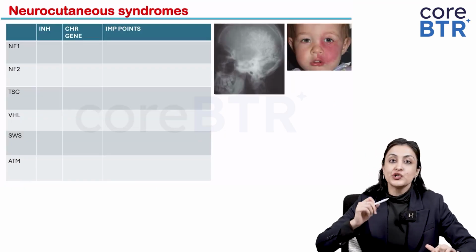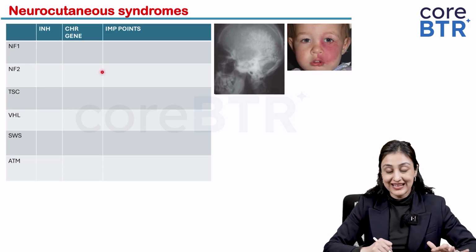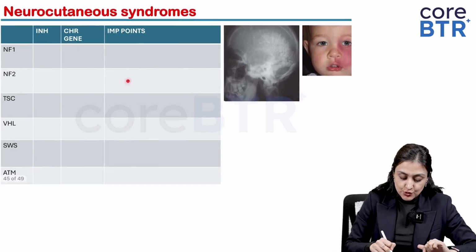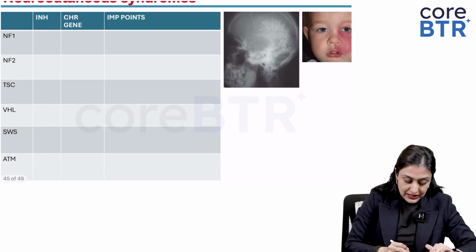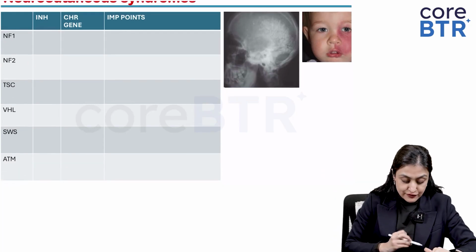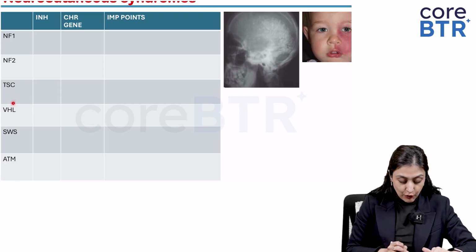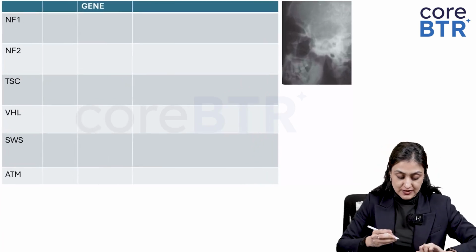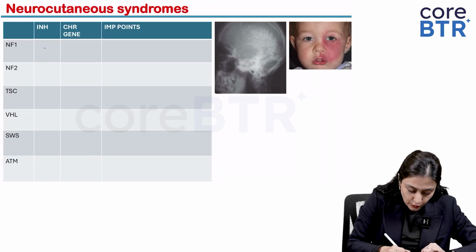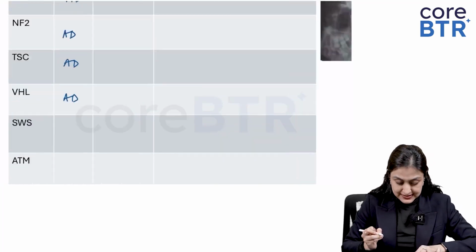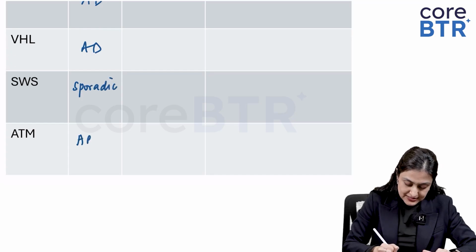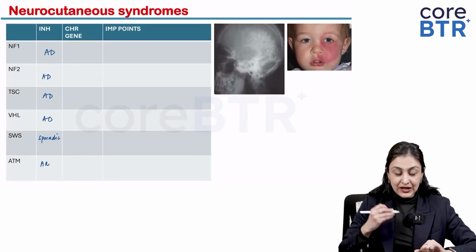Now we talk about neurocutaneous syndromes. This is where I'll tell you all the genetics here and a few findings which are important. So let's do all of them as a table. Neurofibromatosis 1, NF2, tuberous sclerosis, von Hippel-Lindau, Sturge-Weber, ataxia telangiectasia. That's what I'm discussing. So inheritance of all of them is autosomal dominant except S. S is S. It is sporadic, and ataxia telangiectasia is recessive. So that's done.